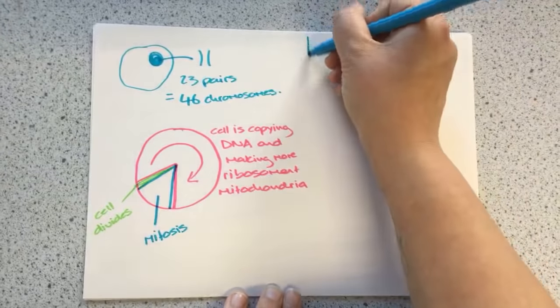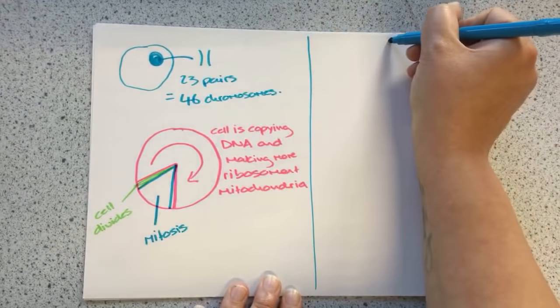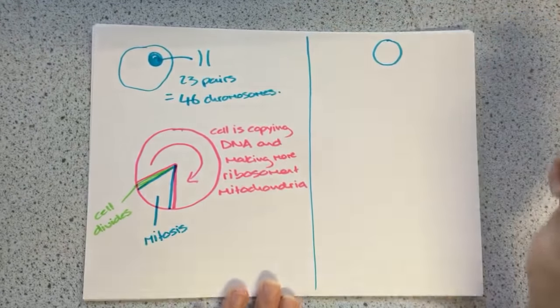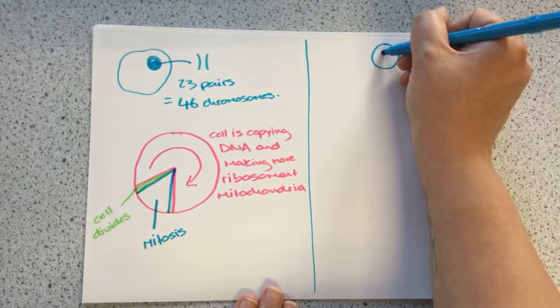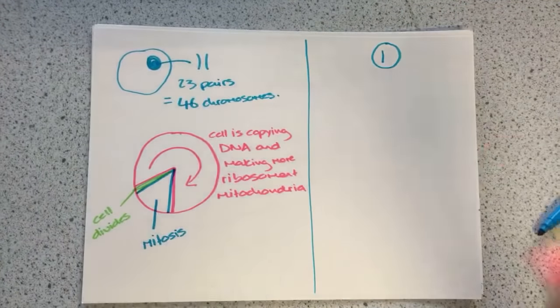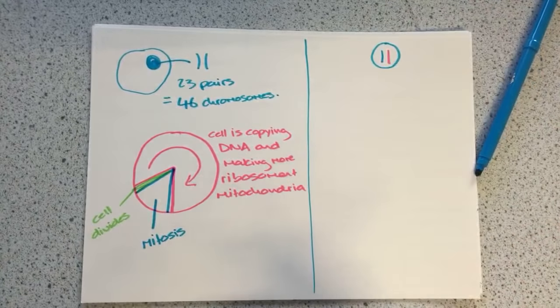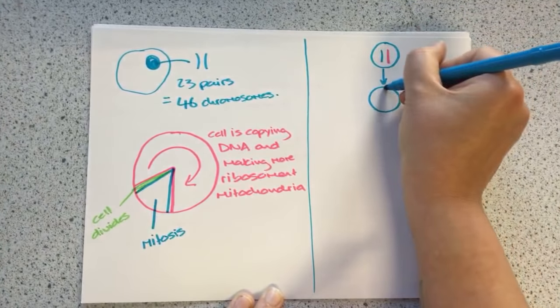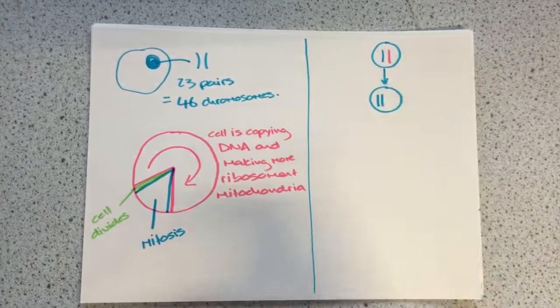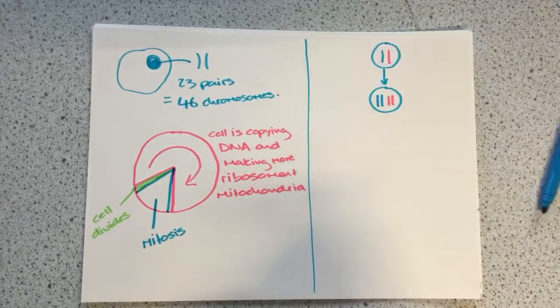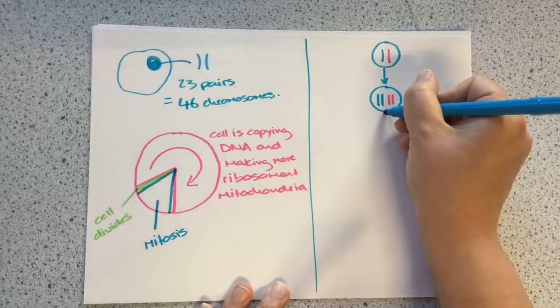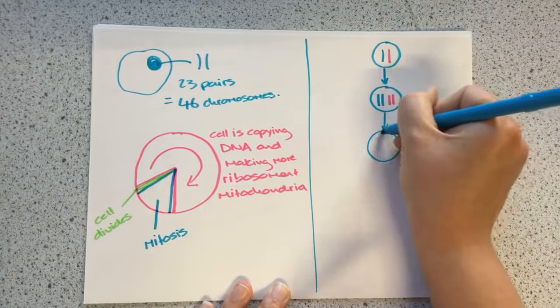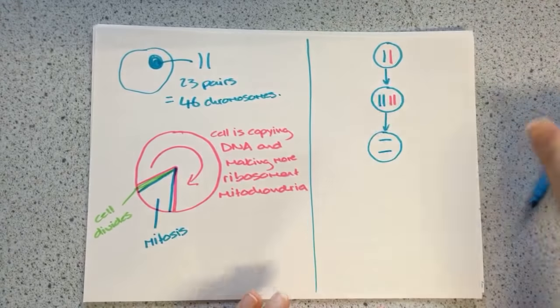So if we have a look at the processes in mitosis, we'll make it easy. We will have 2 chromosomes. So the first stage, the cell gets ready to divide. Like we said earlier, the cell will copy its chromosomes, so you'll end up with 4 chromosomes. Then, like chromosomes will pair up along the middle of the cell.